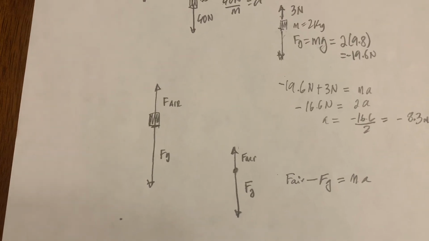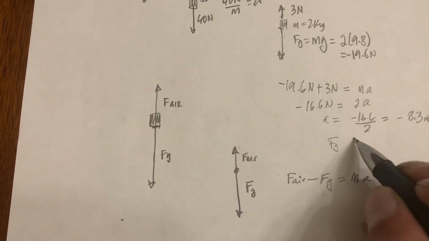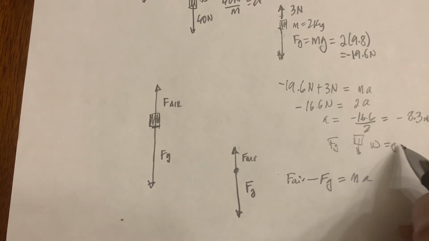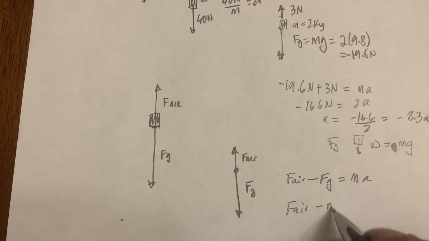And this Fg, if you recall again, is nothing but the gravity force pulling the object down, which we also call the weight of the object, which is its mass times gravity. So I'm going to replace the Fg with that, and I have F air minus mg equals ma.